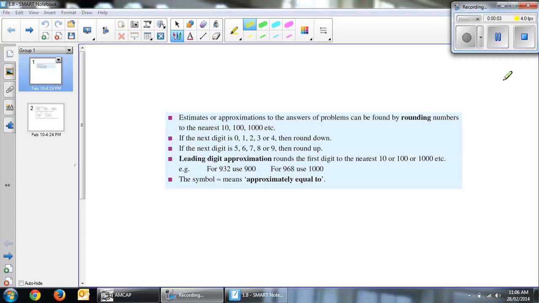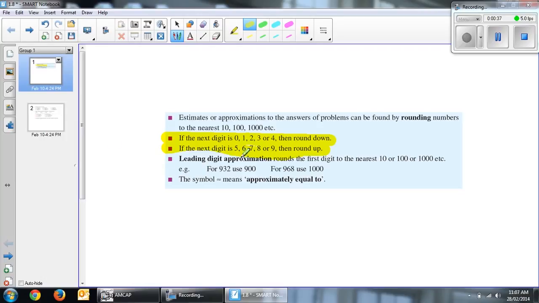Okay, so estimations or approximations. It always amazes me how many people get this one wrong, and it's all just practice. If you have a look at this key idea here, this is very important, and also the one below it. This tells you which way you need to round when you're rounding up and down. If the next digit is 0, 1, 2, 3 or 4, then you round down. Really important: if the next digit is 5, 6, 7, 8 or 9, then you go up.